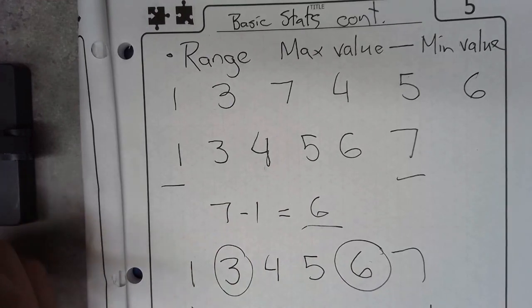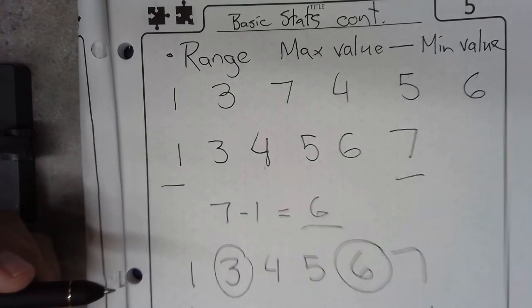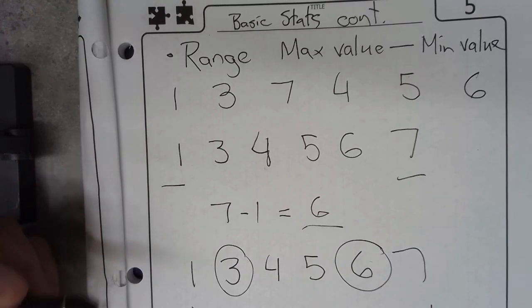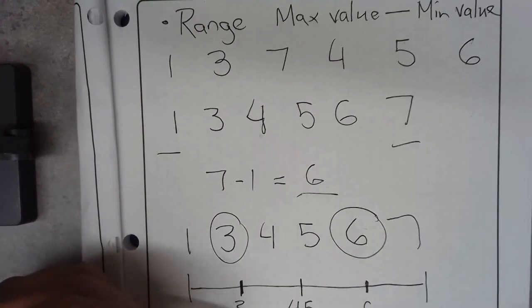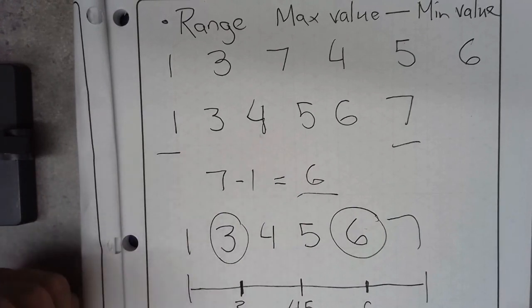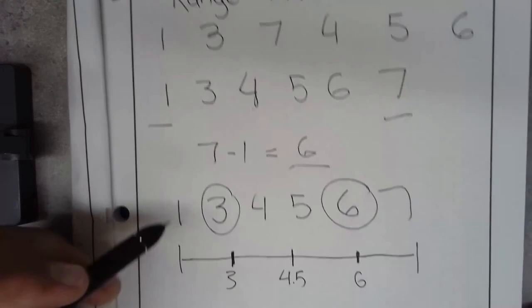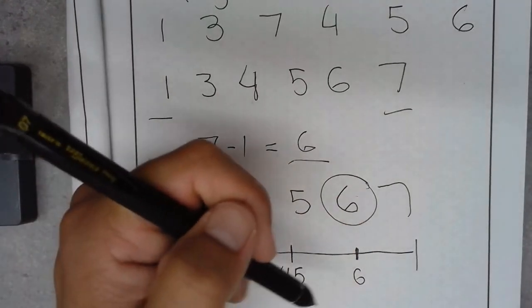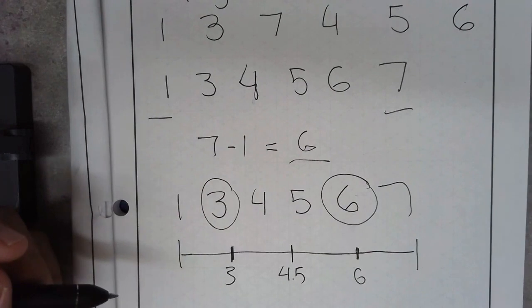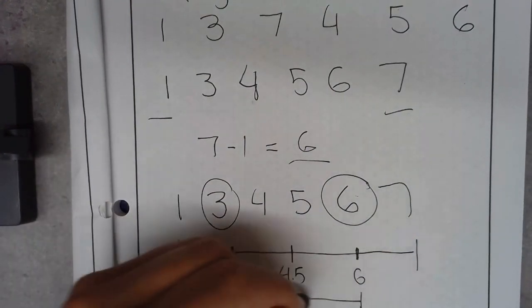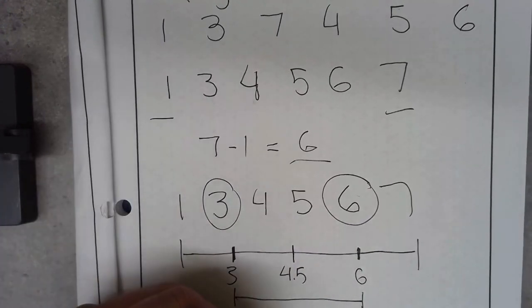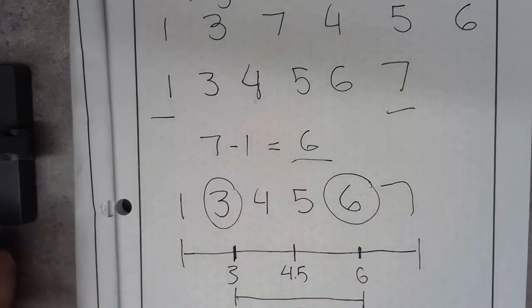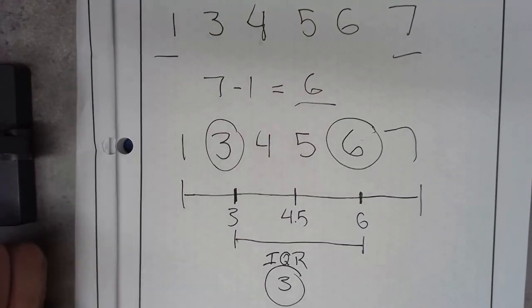So for your values, when you have 20 data points, the 10th value, or in between the 10th and the 11th, will be your middle quartile. And then the first quartile would be between the 5th and the 6th data point. And this one would be between the 15th and 16th data point. All right, so in this case, the IQR is 3 because it's 6 minus 3. Okay, IQR 6 minus 3.